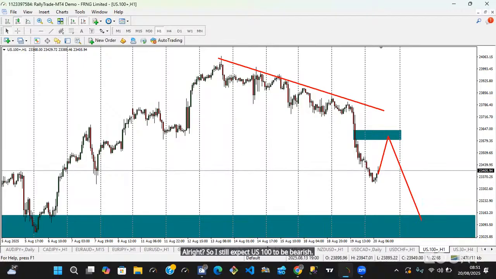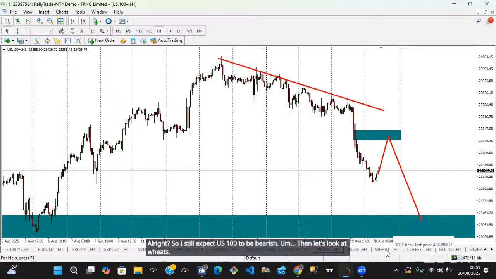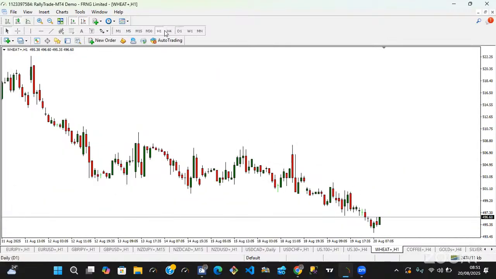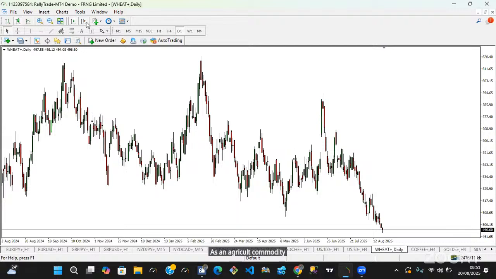Then let's look at wheat as an agro commodity. Wheat.